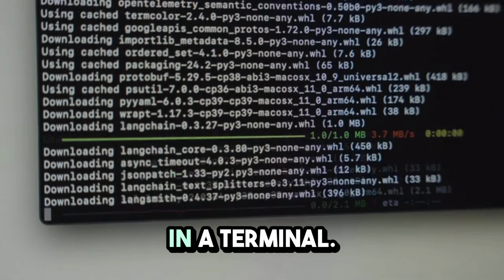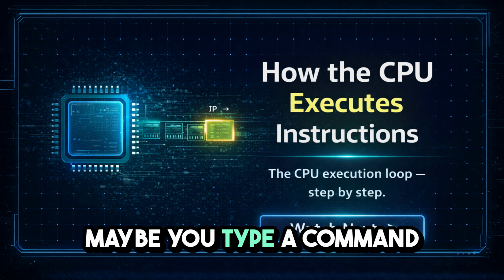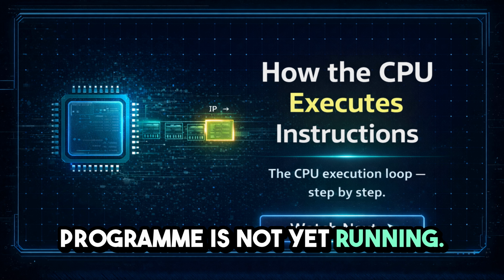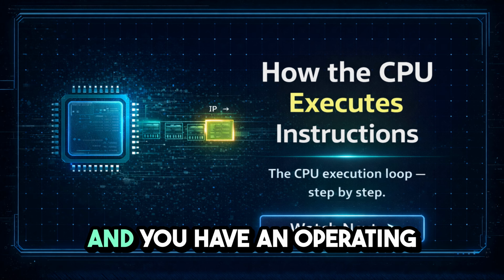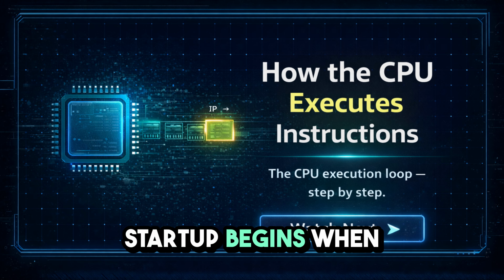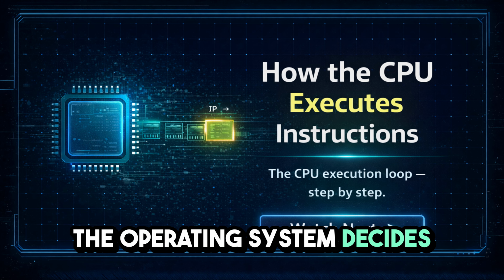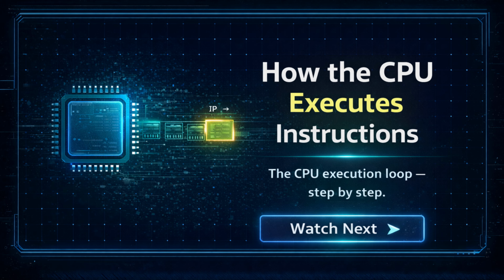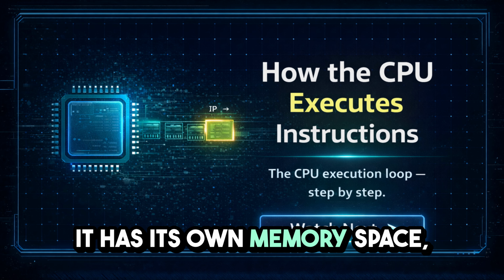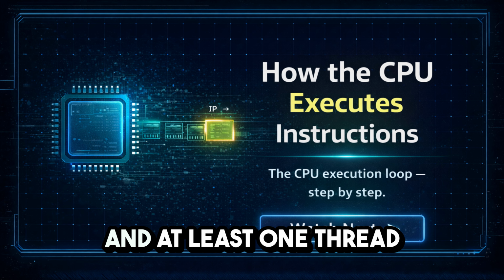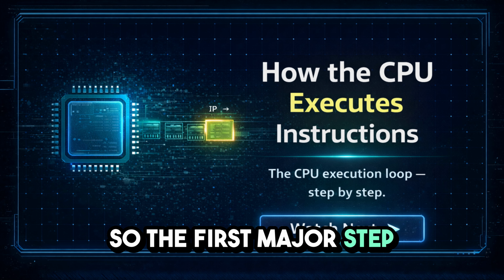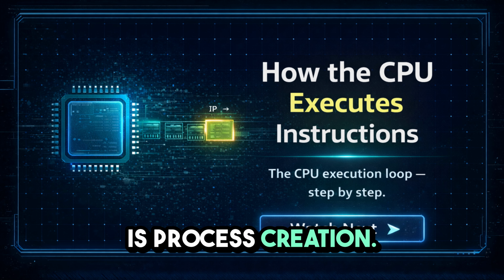Imagine you run a program in a terminal. Maybe you type a command and hit enter. At that moment, your program is not yet running. You have a file on disk, and you have an operating system that can execute it. Startup begins when the operating system decides to create a new process. A process is a running instance of a program. It has its own memory space, its own resources, and at least one thread of execution. So the first major step of startup semantics is process creation.